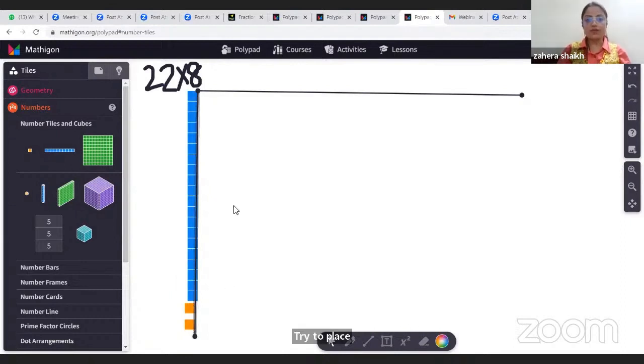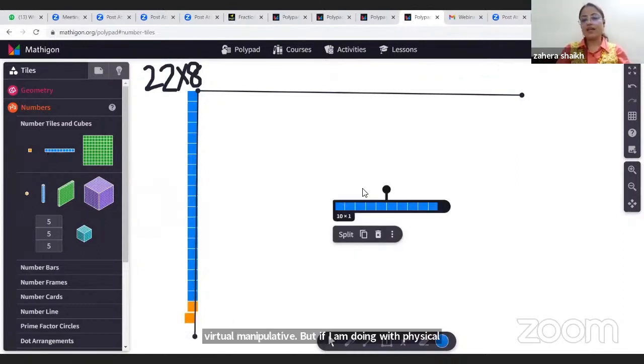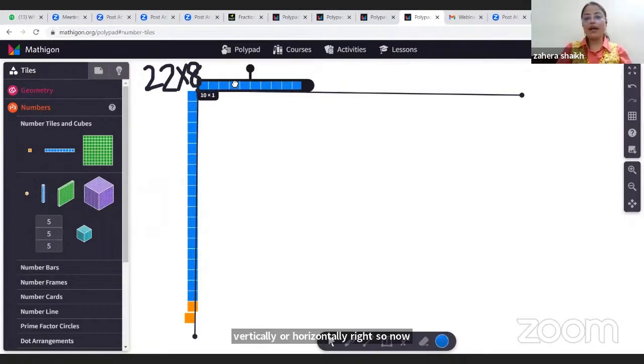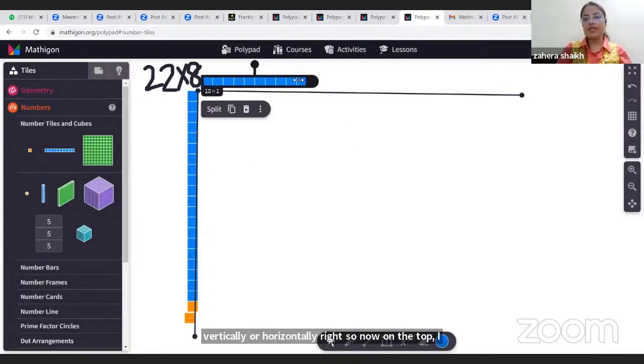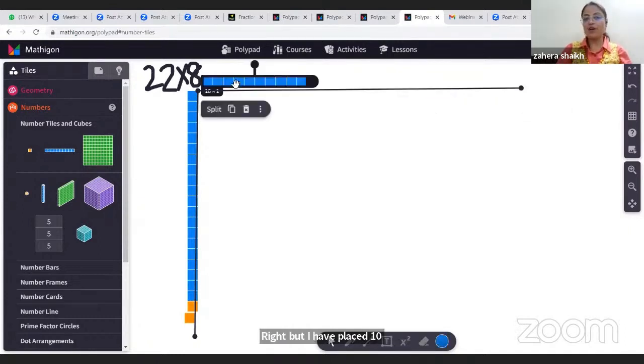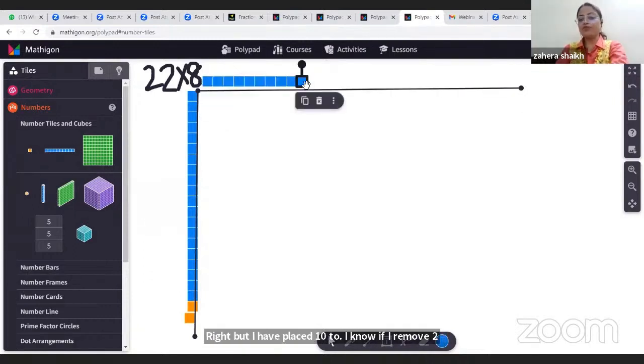Oh, this is disturbing me. Okay, so I will just arrange it here, because I'm handling this virtual manipulative, but if I am doing with physical one, it will be much more easier for me to place it as vertically or horizontally, right? So now on the top, I have 8 unit blocks, right? But I have placed 10. So I know if I remove 2 blocks from here, automatically I'll get 8. So I'll remove 2 from here.